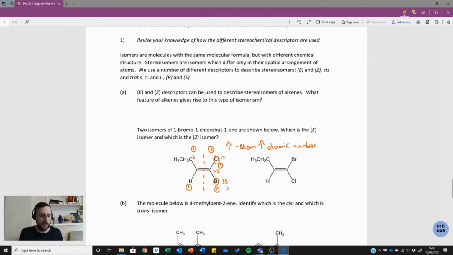Hydrogen is 1, carbon is 6, so carbon has the highest atomic number. Now if they're equal, we need to go to the next atoms attached, but in this case we don't have to worry too much about that. So we denote carbon as being number 1, and we denote hydrogen as being number 2. Now I'm going to get rid of some of the other numbers, which might just confuse matters a little bit at the moment. I'll get rid of the sides, the atomic numbers as well, and these.